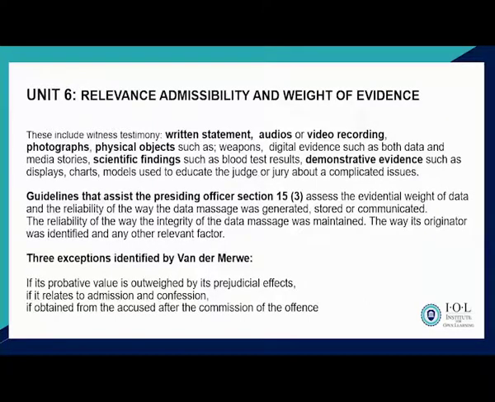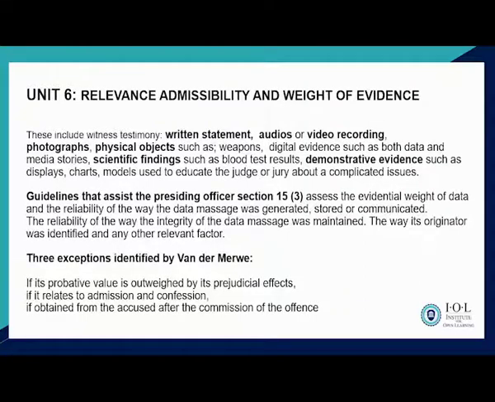The relevance, admissibility, and the weight of evidence. This includes witness testimony, written statements, audio and video recordings, photographs, physical objects such as weapons, digital evidence such as both data and media stories. Scientific findings such as blood test results, demonstrative evidence such as displays, charts, models used to educate the judge or jury about complicated issues.